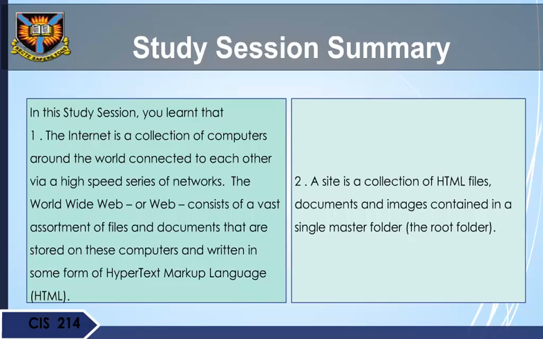Study section summary. In this study session, you learned that: 1. The Internet is a collection of computers around the world connected to each other via a high-speed series of networks. The World Wide Web, or web, consists of a vast assortment of files and documents that are stored on these computers and written in some form of hypertext markup language, HTML. 2. A site is a collection of HTML files, documents, and images contained in a single master folder, the root folder.